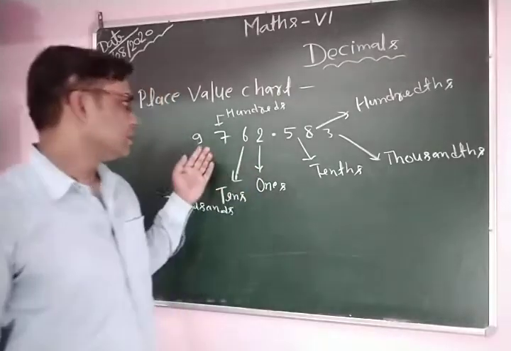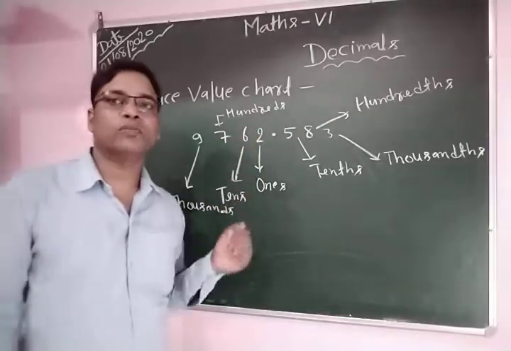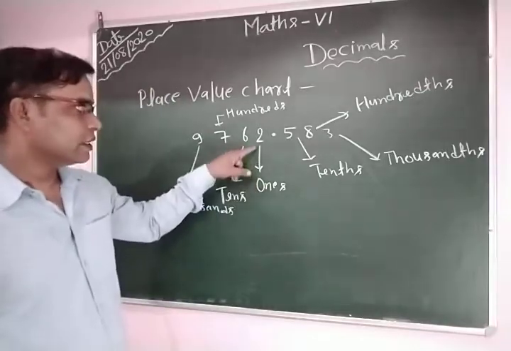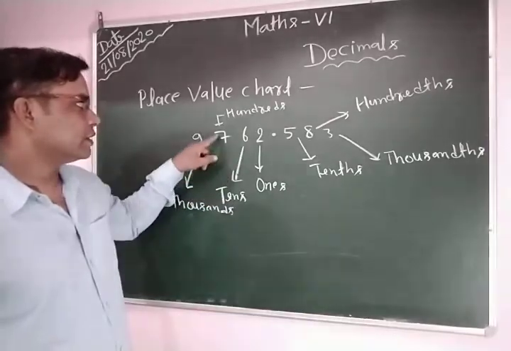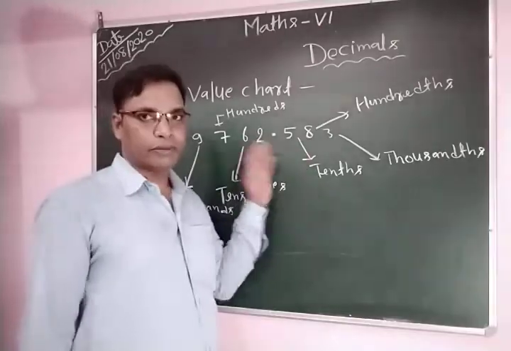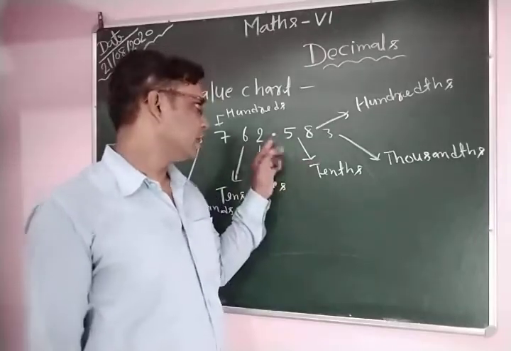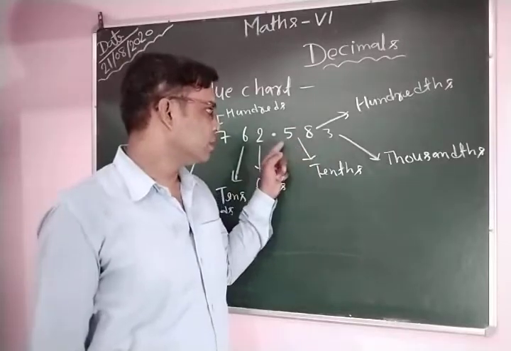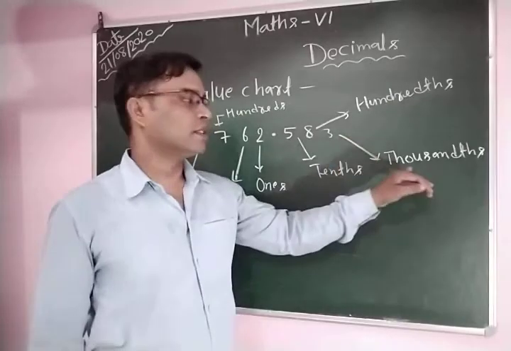Here, 9762 point 583. We read it also as point 583. So we start from here. 2 is the ones place, 6 is the tens place, 7 is the hundreds place, and 9 is the thousands place. After the decimal, or you can say the right side of the decimal, and before the decimal, the left side. So 5 is the tenths place, 8 is the hundredths place, and 3 is the thousandths place.